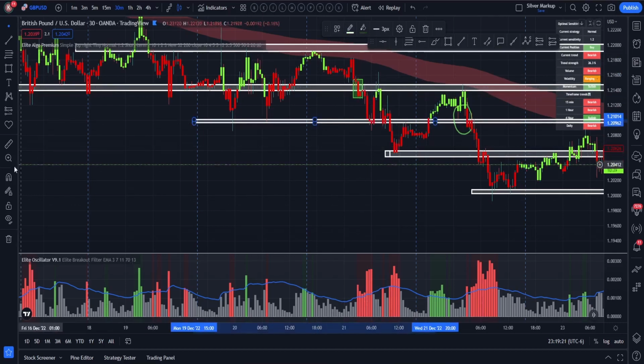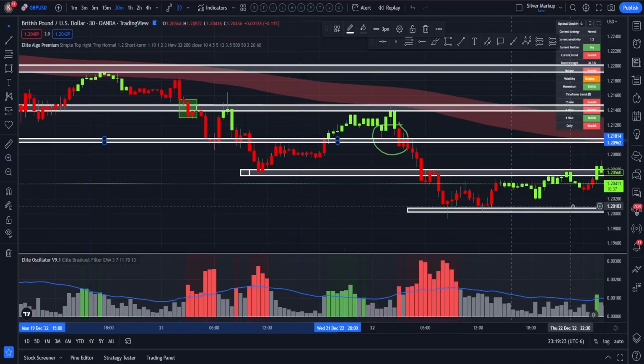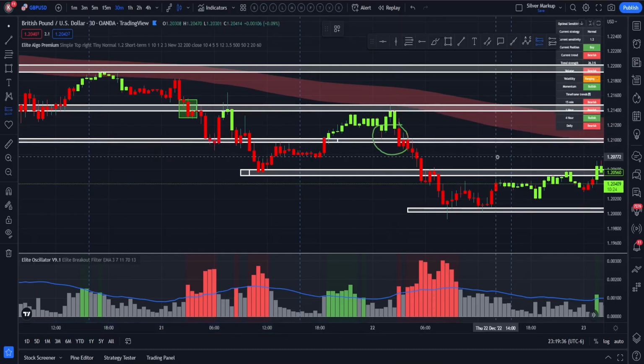So that red candle, we can zoom in to see that. That would have been my breakout candle. Notice that it did change from gray to red on that candle, and also the candle coloring changed from green to red. Very good signals for an entry. So that would have been my entry.